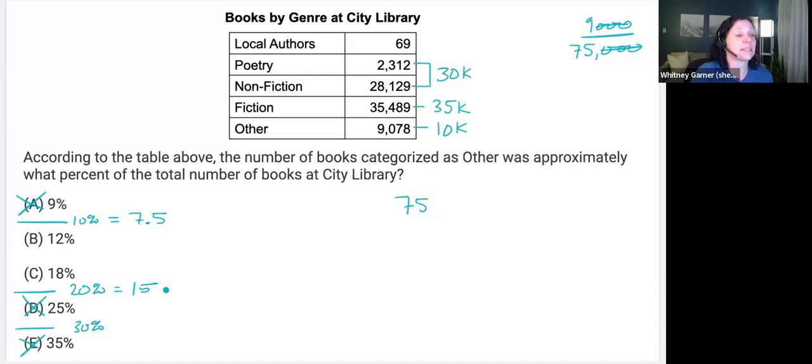The question is, is the number 9 closer to 15 or closer to 7.5? Well, it's only 1.5 away from 7.5. It's like 6 away from 20. So my correct answer has to be B. And there we have it. So we can use this kind of benchmarking tool to estimate with our answer choices.